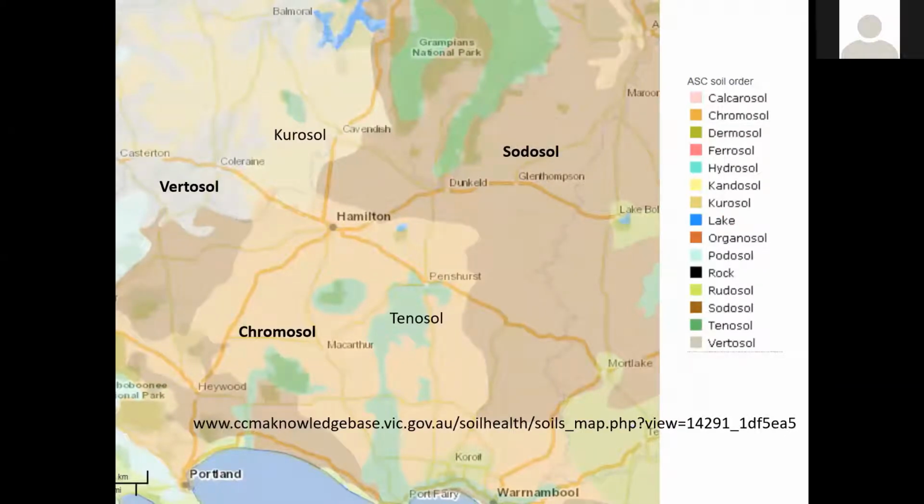Now, I said I was going to put some numbers around some of these soils. There's some great work that's been done by the department just recently in the area I'm showing on here. I'll show you some results and numbers on 3 soil types around the Hamilton area: sodosols, chromosols, and vertisols. These are 3 major soil types around Hamilton, and because the numbers are different, your chances of waterlogging are going to be different.